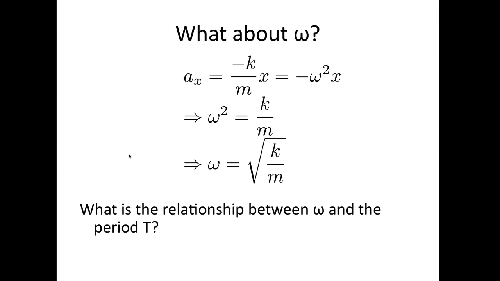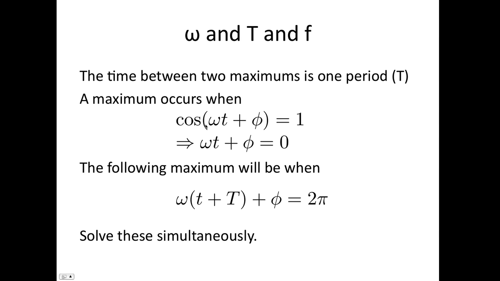Okay, so omega, we said that it satisfied the equation minus k on m x is equal to minus omega squared x. So we've already shown that omega is root k on m. Now what we want to do is work out the relationship between omega and the period of the motion. Well, the time between two maximums is one period. When we travel from one maximum point to another maximum point, it takes a time T.